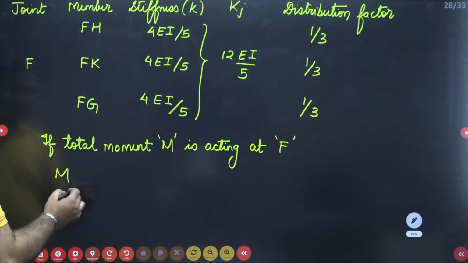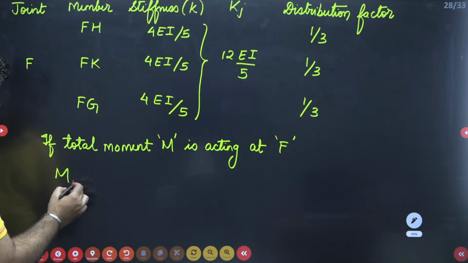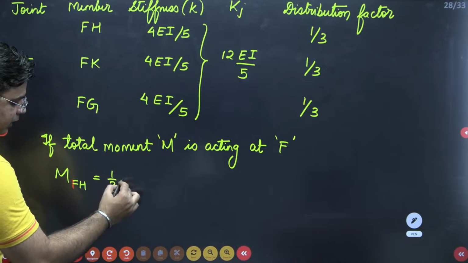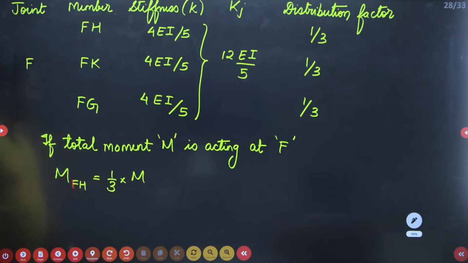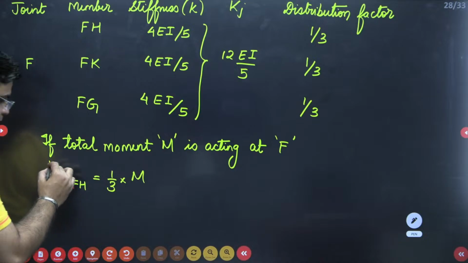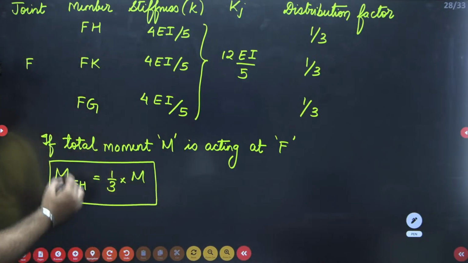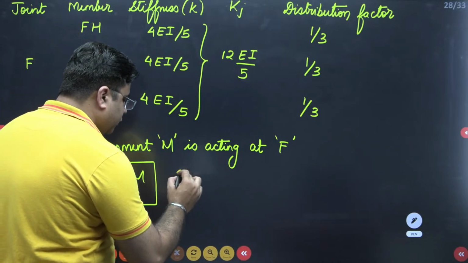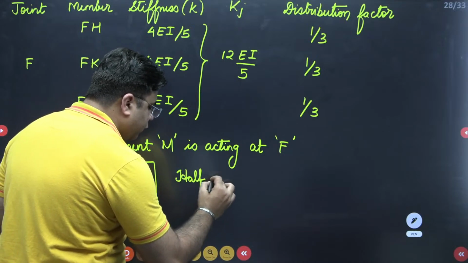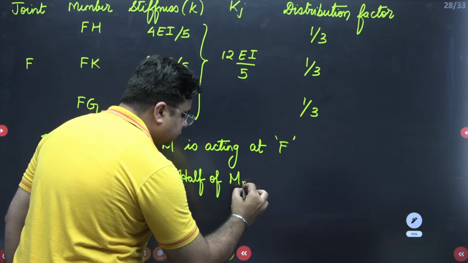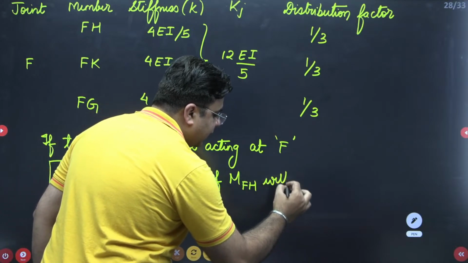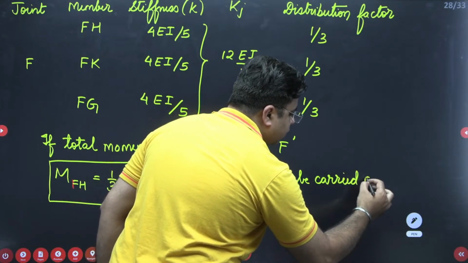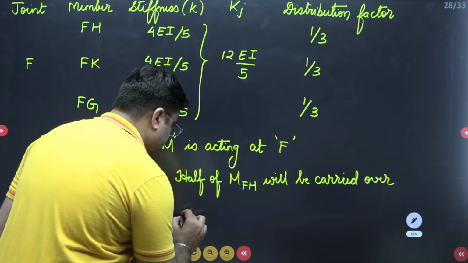So the moment in the member FH will be equal to the distribution factor multiplied by the total moment at the joint M, right? So this is your moment in the member FH. Now half of this moment will be carried over to the support H. Half of moment FH will be carried over to support H.